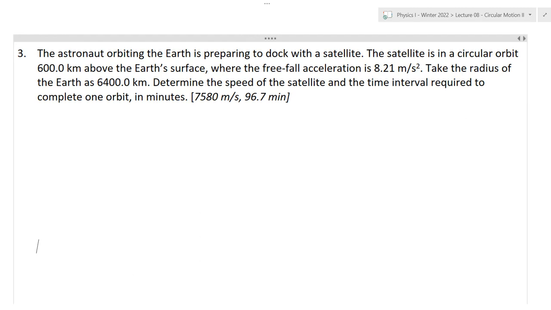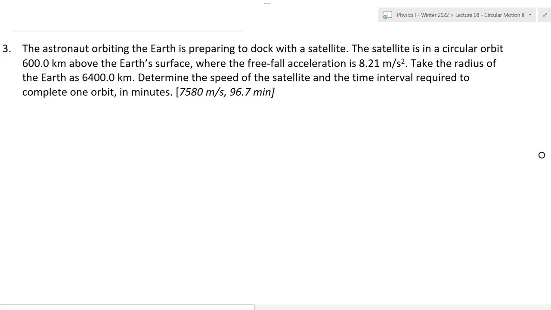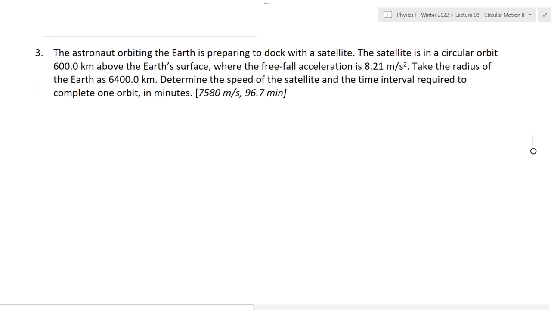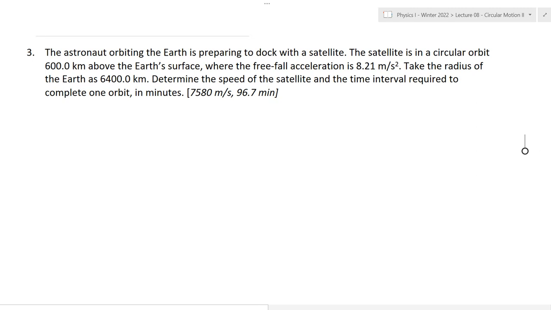Number 3. The astronaut orbiting the Earth is preparing to dock with a satellite. The satellite is in a circular orbit 600 kilometers above the Earth's surface, where the free fall acceleration is 8.21 meters per second squared. Take the radius of the Earth as 6,400 kilometers. Determine the speed of the satellite and the time interval required to complete one orbit in minutes.